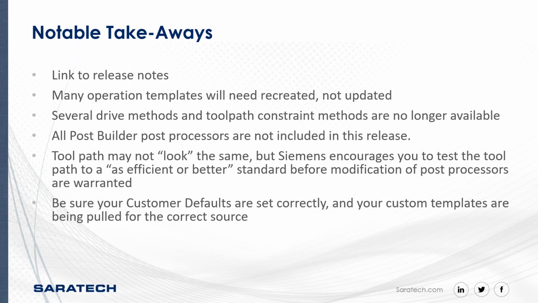You're not certain. So we have to use the tools inside of NX to simulate material removal, do an analysis, make sure that the toolpath is doing what it's supposed to do, gouge check. If you pass all of these, then Siemens is going to say, we have given you a sufficient or better toolpath than previous. So we're going to get pushback when it comes to toolpath looking different just because of a new version. And then be sure to understand your customer defaults, that they're set correctly, and your custom templates are in the correct locations and being pulled from the right sources.